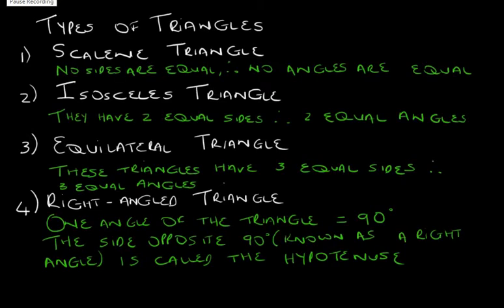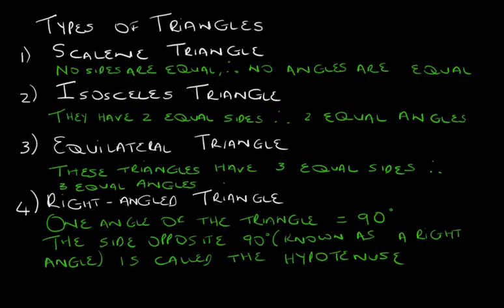So a scalene triangle, there are no equal sides, and therefore there are no equal angles. In an isosceles triangle, there are 2 equal sides and therefore 2 equal angles. We say the base angles are equal. With an equilateral triangle, we've got 3 equal sides and therefore 3 angles are equal, and all the angles are equal to 60 degrees in an equilateral triangle.